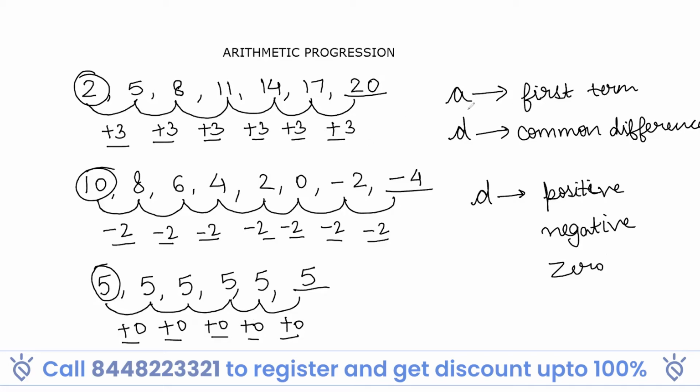Now let us write the arithmetic progression in a generalized form. So we know that the first term is denoted by A and the common difference is denoted by D. We also know that in arithmetic progression, every term we obtain by adding a fixed term, the common difference, to the preceding term. So if I want to obtain 5 here, I need to add the common difference, that's positive 3 in this case, to 2. So now I'm going to use this concept to write arithmetic progression in a generalized form.